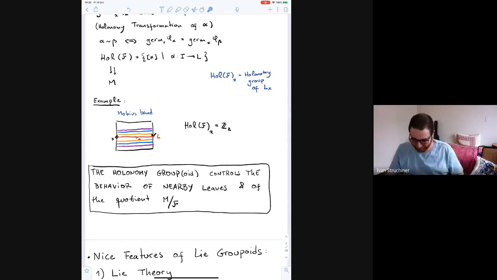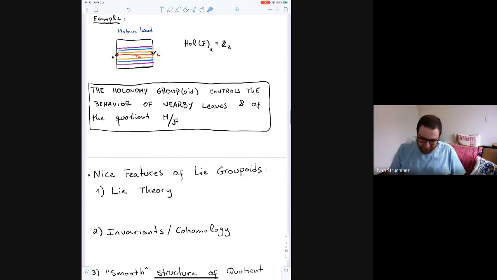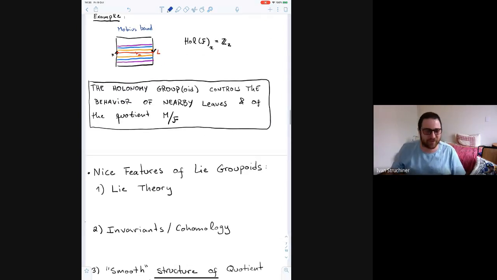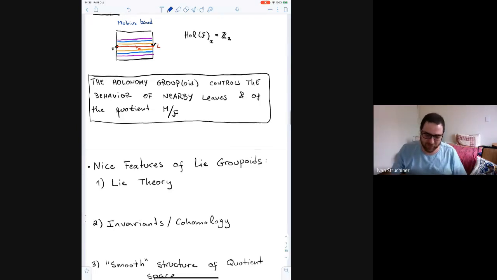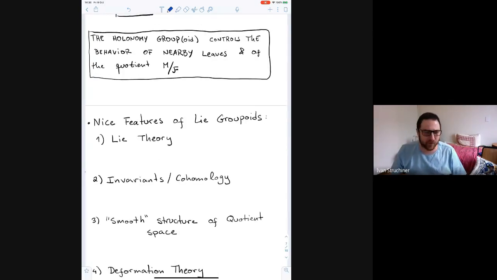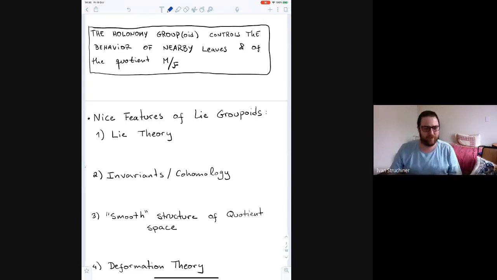No, I'm kidding. Okay, so here are some nice features that you can do for any Lie groupoid, right? There's a lot of differential geometry and theory that has been done already for Lie groupoids, which you can apply to all of the examples afterwards. So here are some nice features.